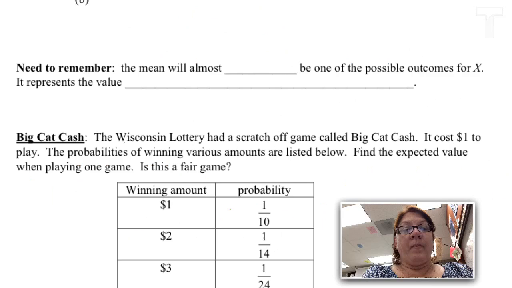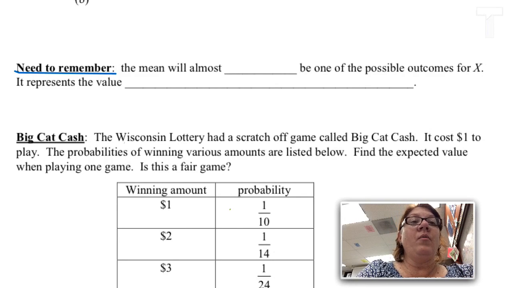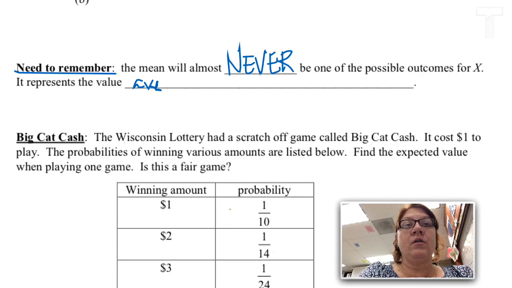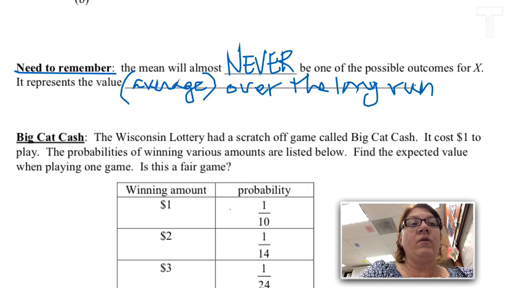Tomorrow we'll do the second one in class together, but I want you to highlight this, and you need to remember this: the mean will almost never be one of the outcomes. So when I got that 3.5, I shouldn't have been surprised. What I have to remember is it represents the value, or the average, over the long run, after a lot of trials. It doesn't mean I'll get that within a couple of trials, but over the long run, that's the value I would actually expect to get.